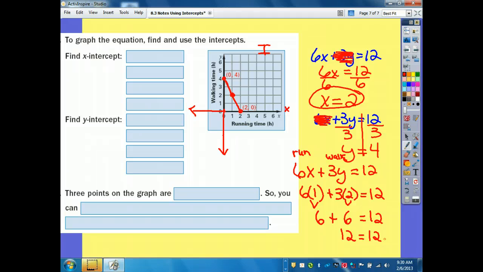So there's 3 different ways we could do that trail. We could run it, or we could just walk it, or we could do 1 hour of running and 2 hours of walking to get our 12 miles in. And if you really wanted to get tricky, you could go in between here and do half hours. Depends upon how detailed you want to get. But in that case, we're done. Questions?